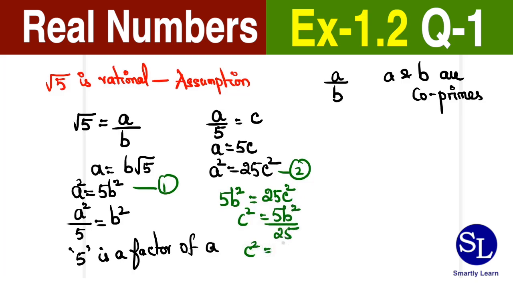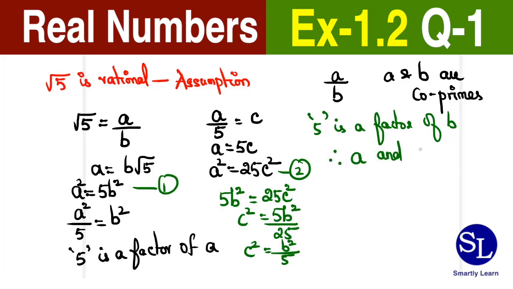So c squared is equal to b squared by 5, which tells me that 5 is a factor of b, because I'm able to divide b squared by 5 to get a whole number c squared. We already know that 5 is a factor of a, and now we know that 5 is a factor of b. Therefore, a and b are not turning out to be co-primes, correct? So a and b are not co-primes.